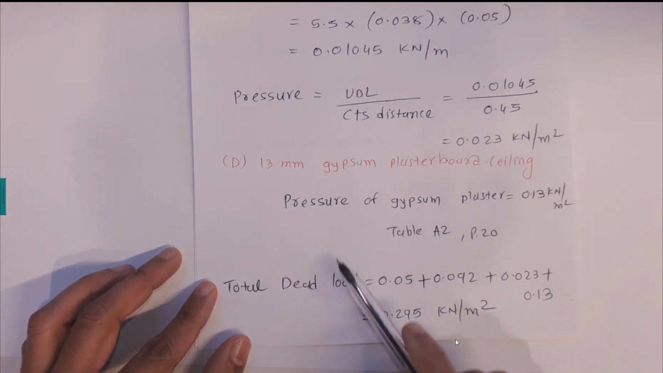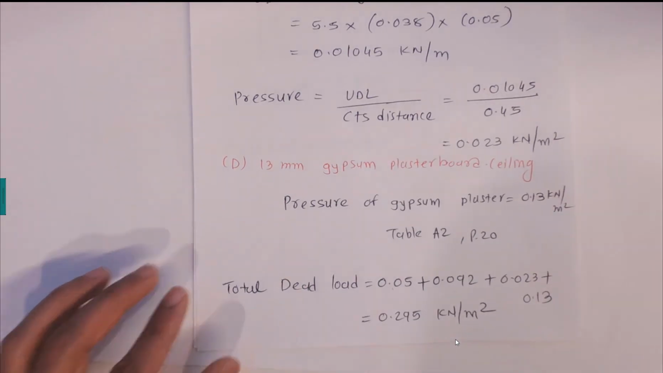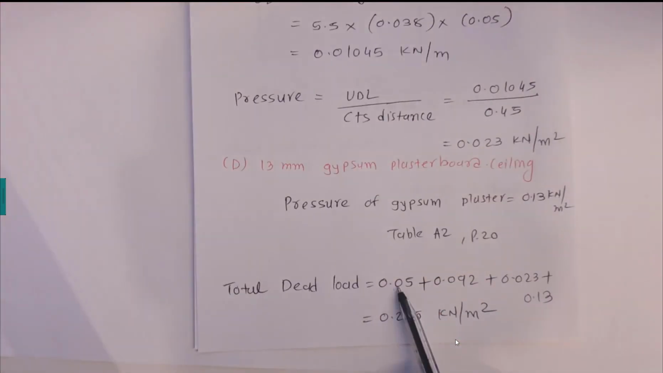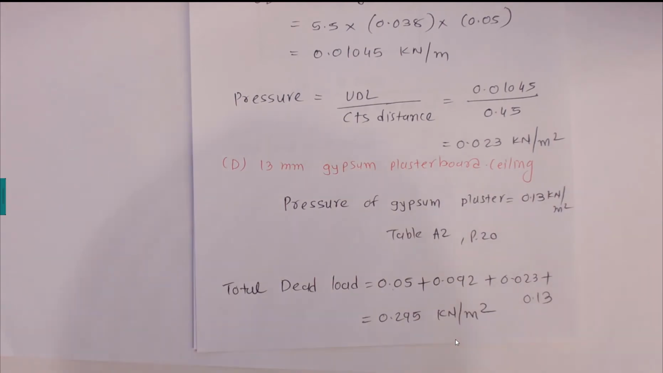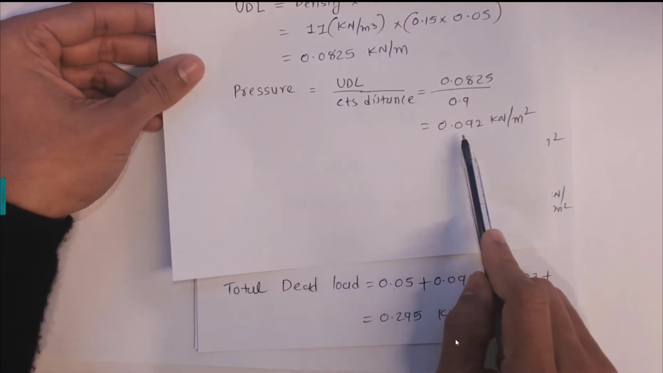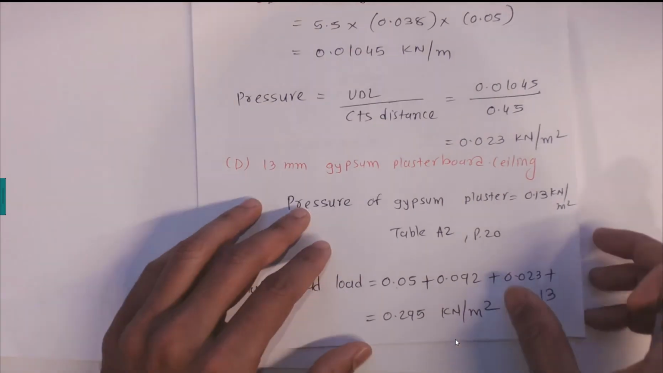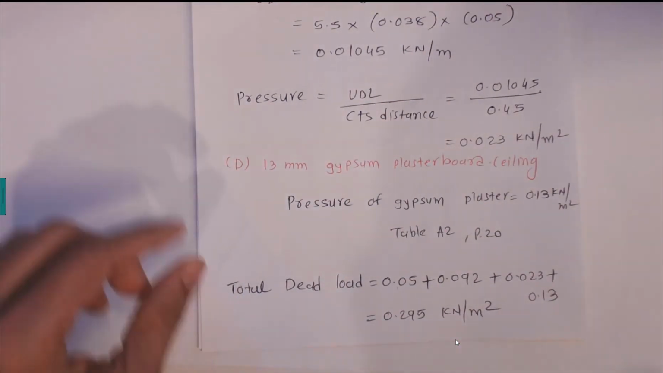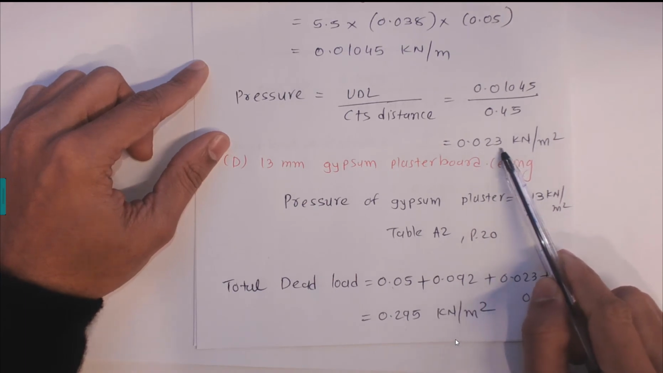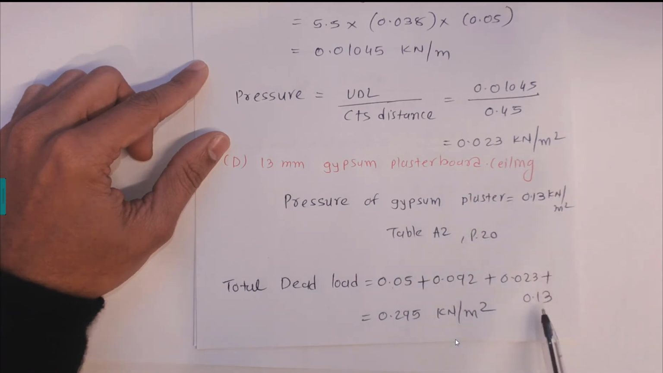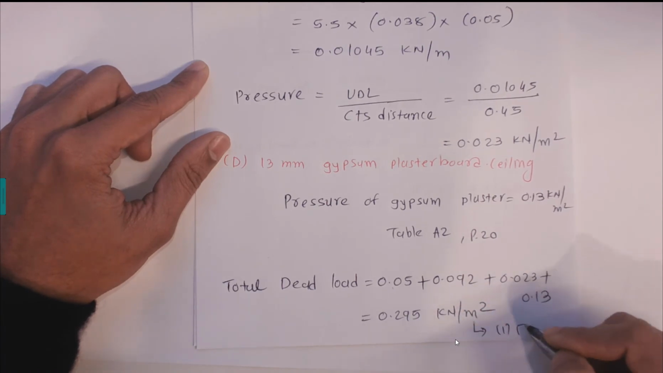Now the total dead load due to these four layers: we first have 0.05 kilonewton per meter square, which we calculated for the first layer, that is here. The second layer is the hardwood purlin, which we calculated as 0.092. The third layer we calculated 0.023, which is the softwood battens, and the fourth layer is the gypsum plasterboard ceiling that we found from the Australian standard, 0.13. We add them all, which gives us 0.295 kilonewton per meter square. So this is the first case, where we have a flat ceiling.